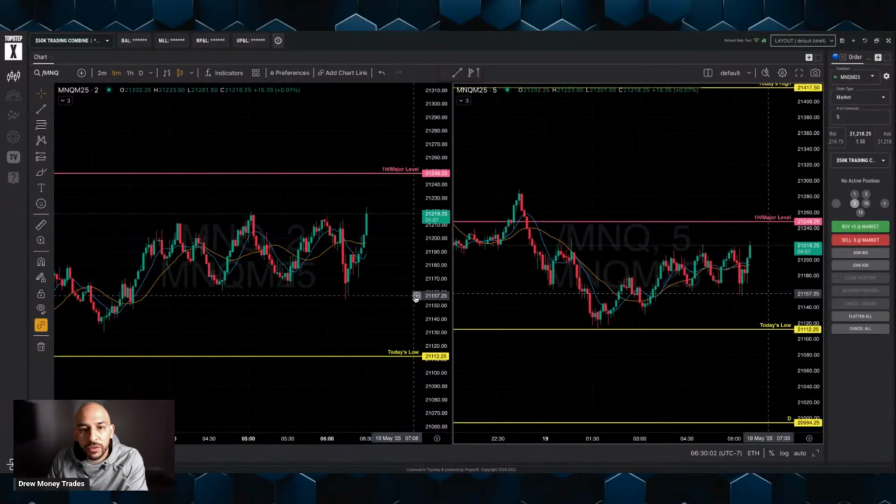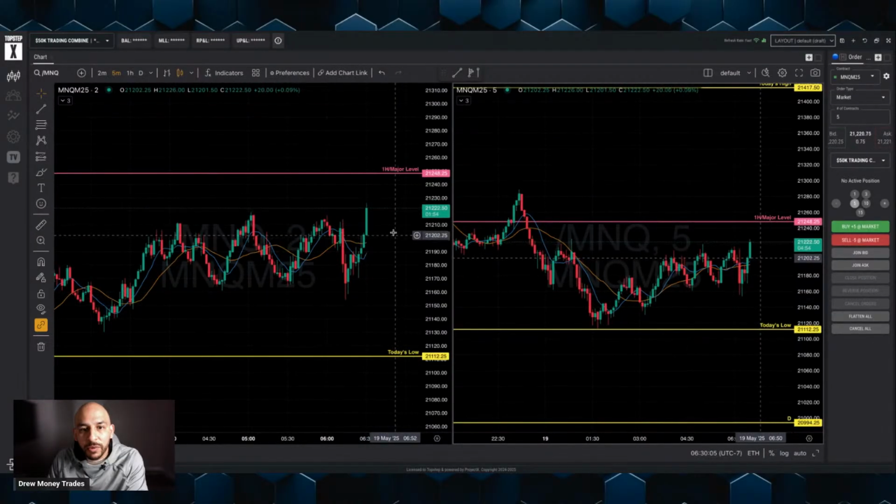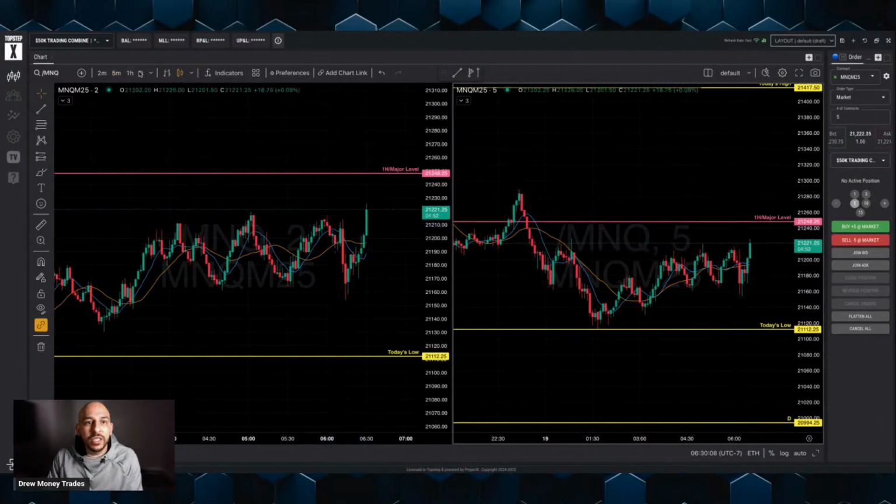One other level that I mark out is the opening print. The opening print, I'm gonna have to get off of the 1 minute.